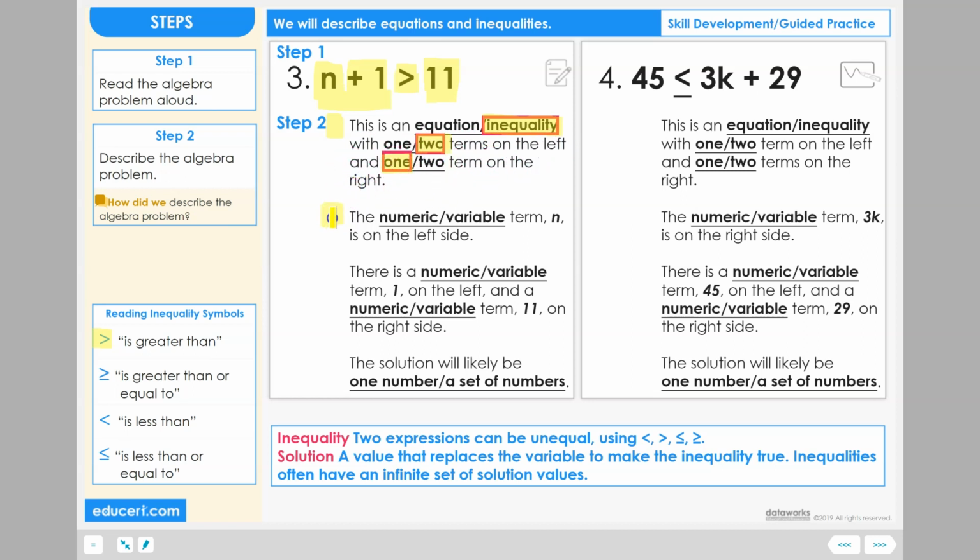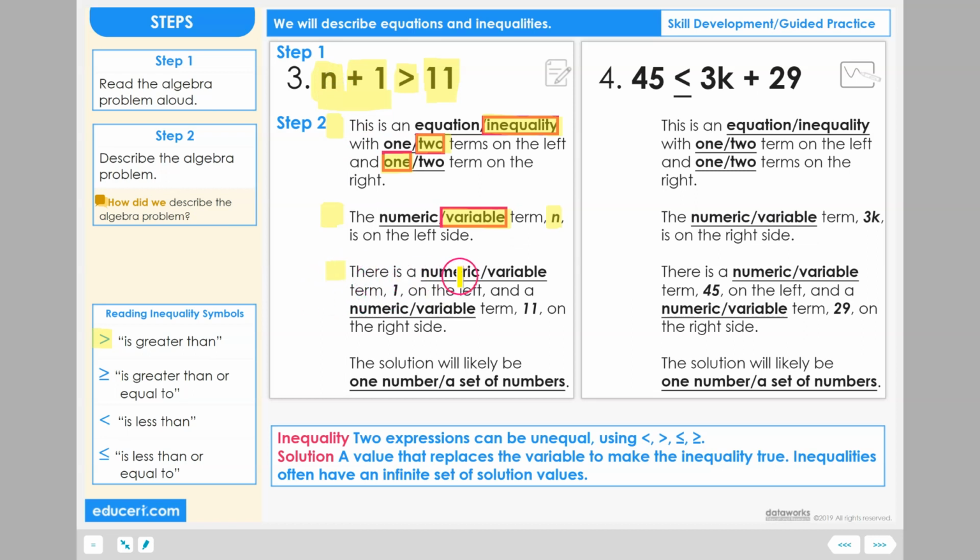Let's read the second description. The numeric or variable term n is on the left side. So talking about a term being a variable tells us immediately that this is a variable term. The variable term n is on the left side, and we see n over here on the left side. Let's read the third description.